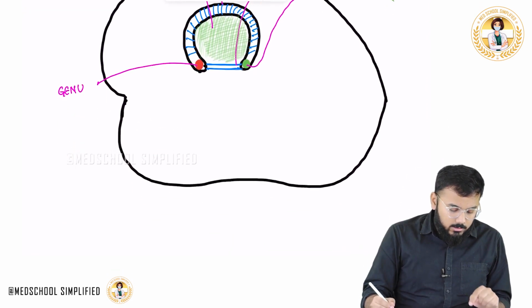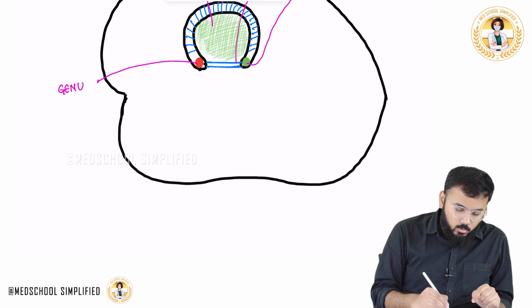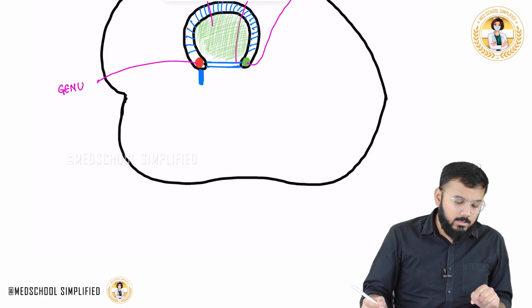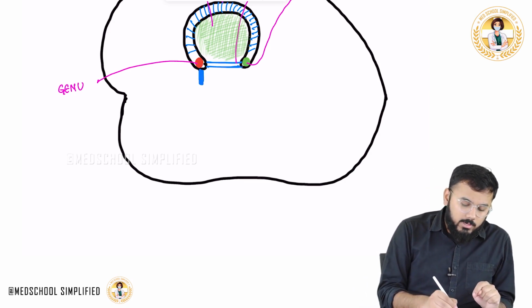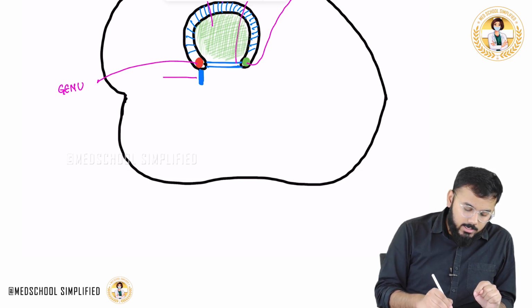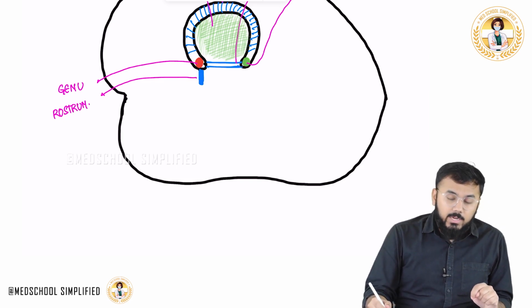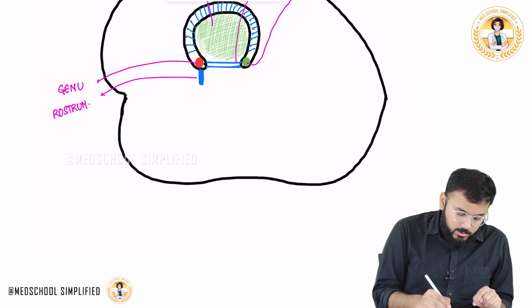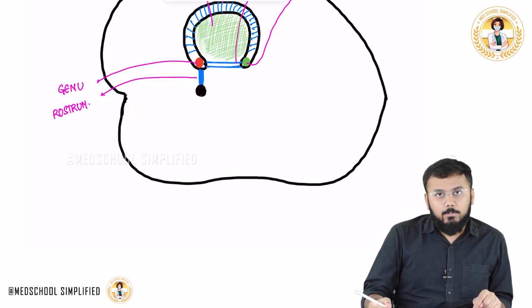Now just concentrate on the genu over here. Just beneath this genu, you have a small structure that is hanging down. This is called the rostrum. Now beneath your rostrum, this particular structure which I am drawing right now is called your anterior commissure.